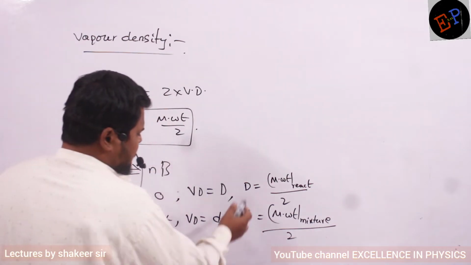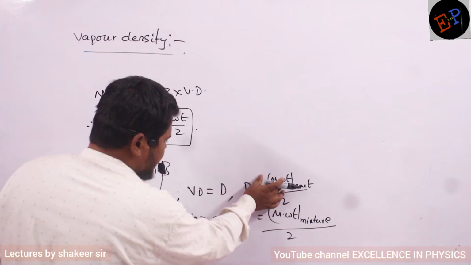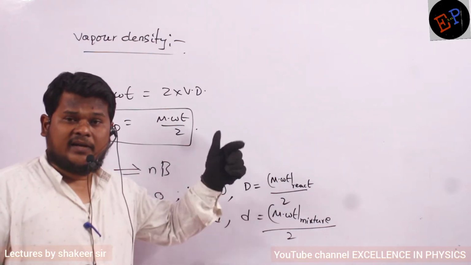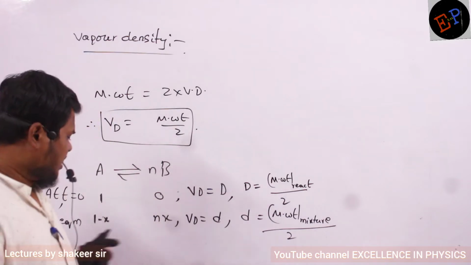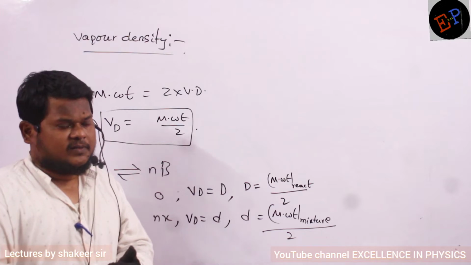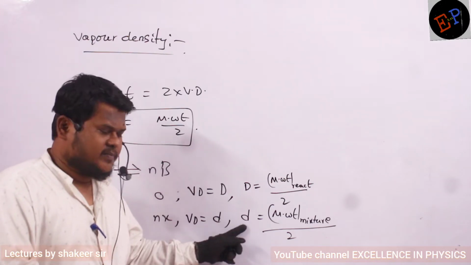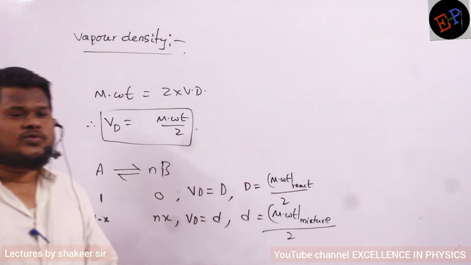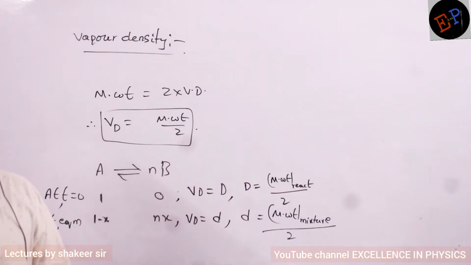So at the starting of the reaction, I write molecular weight divided by 2, and I take the molecular weight of reactants because only reactants will be present. But at equilibrium, some reactants and some products will be there. So in that condition, the vapor density is the molecular weight of the mixture of gases divided by 2. This is the method I have to use.